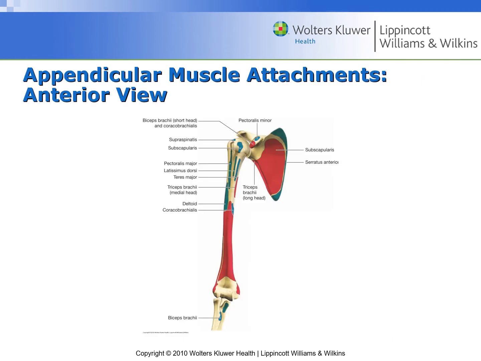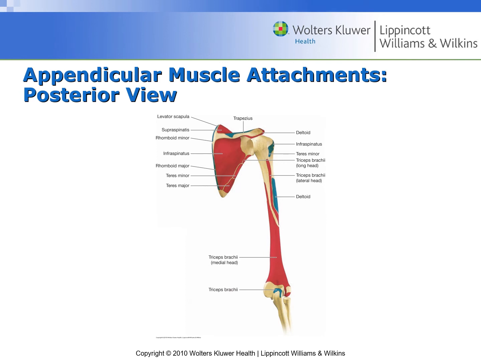And here we have the anterior view of the appendicular muscle attachments. Primarily, muscles working on the glenohumeral joint originate on the scapula, which are the areas that are highlighted here in red, and they insert distally on the humerus, which are the areas highlighted in blue. The more mobile humerus tends to move toward the more stable scapula.